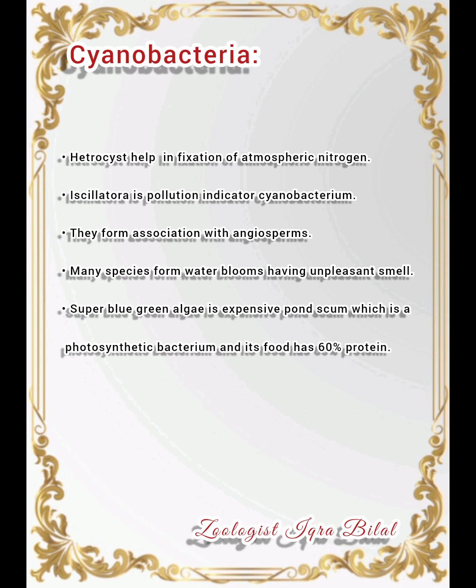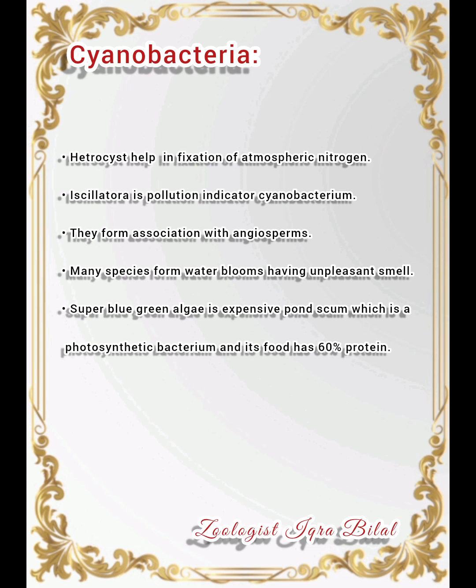Oscillatoria is a pollution indicator cyanobacterium. Which is the pollution indicator cyanobacterium? Oscillatoria. They form associations with angiosperms. Many species form water blooms having unpleasant smells. Water blooms are famous for their unpleasant smell.